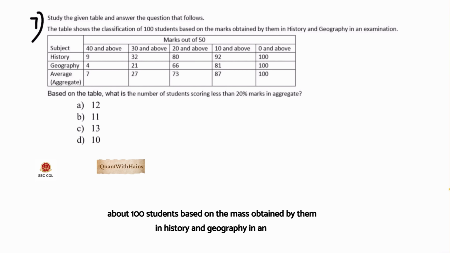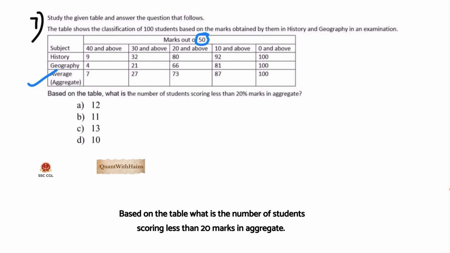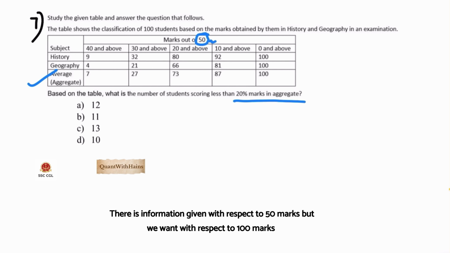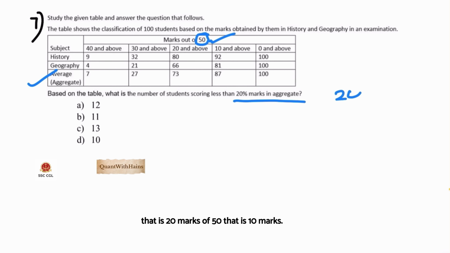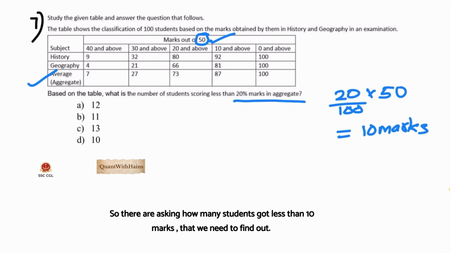100 students based on the marks obtained by them in history and geography in an exam. Here marks out of 100 marks information is given and average aggregate is given. Based on the table, what is the number of students scoring less than 20 marks in aggregate? Here information is given with respect to 50 marks, but we want with respect to 100 marks, that is 20 marks of 50, that is 10 marks. So they are asking how many students got less than 10 marks.